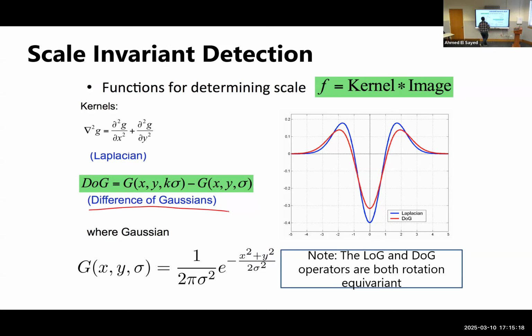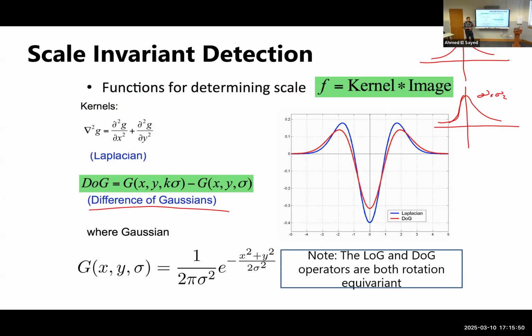This said, if you have a Gaussian function with a specific sigma and another Gaussian function with another sigma, if you subtract those from each other, the result of this subtraction will look exactly similar to the Laplacian Gaussian.